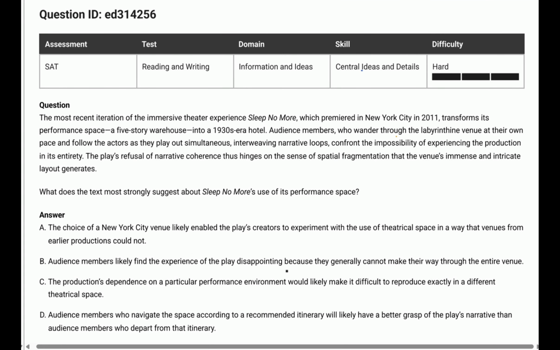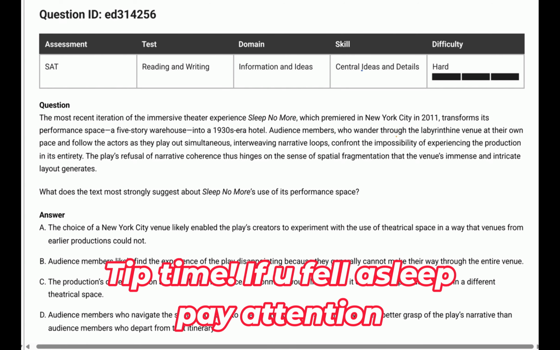The most recent iteration of the immersive theater experience, Sleep No More, which premiered in New York City in 2011, transforms. Okay, by the way, when we're reading this kind of thing, one of the things that make these English questions so hard is the fact that they put a lot of fluff in it.